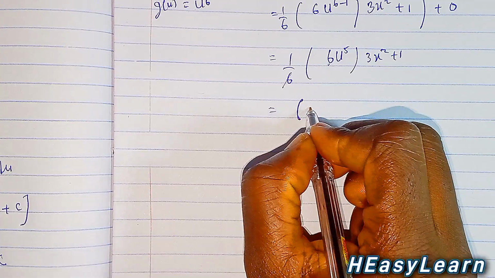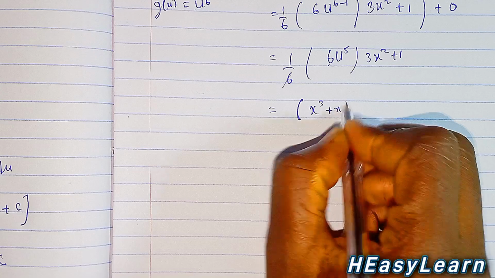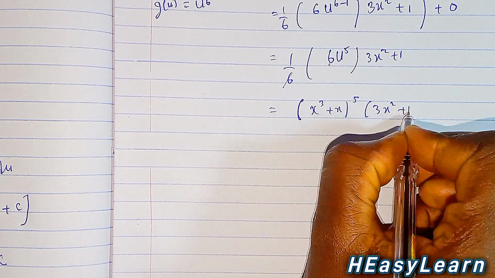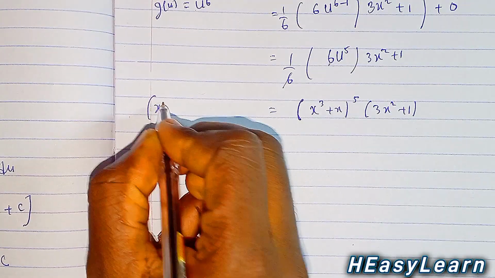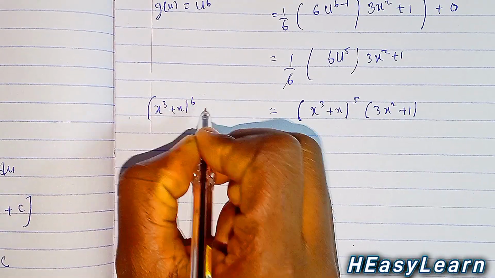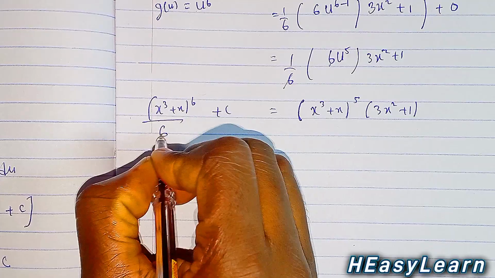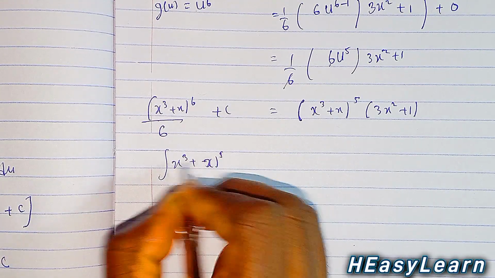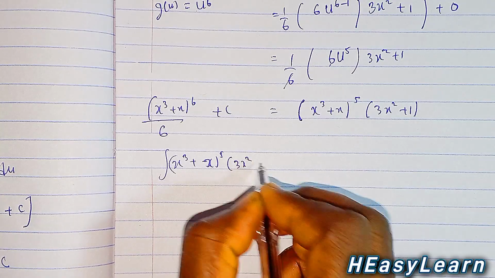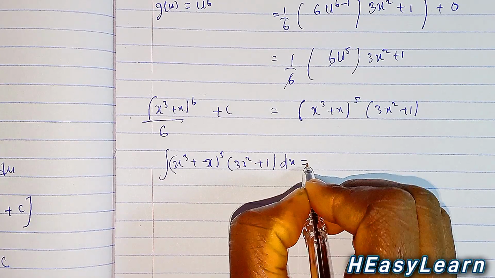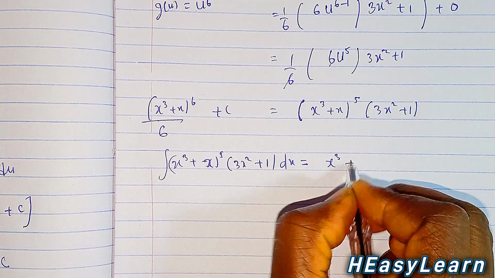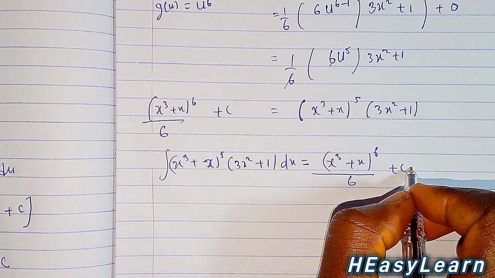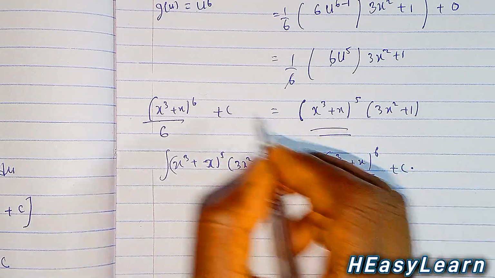u is equal to x to the power of 3 plus x, all to the power of 5, multiplied by 3x squared plus 1. This is the derivative of x cubed plus x to the power of 6, plus constant, divided by 6. The integral of x cubed plus x to the power of 5 multiplied by 3x squared plus 1 dx is equal to x to the power of 3 plus x to the power of 6 divided by 6 plus c, which is the antiderivative of this function.